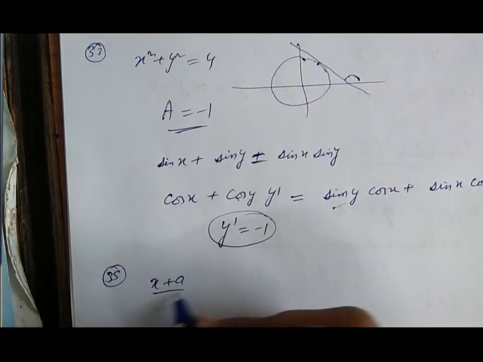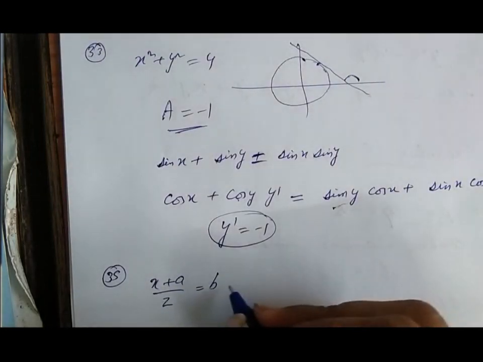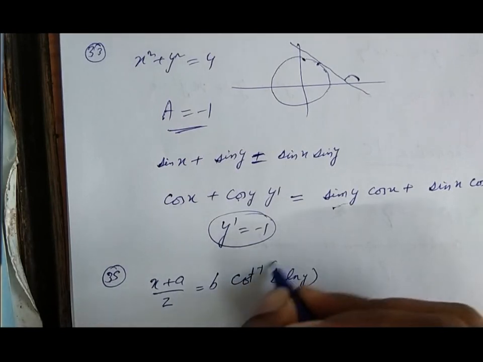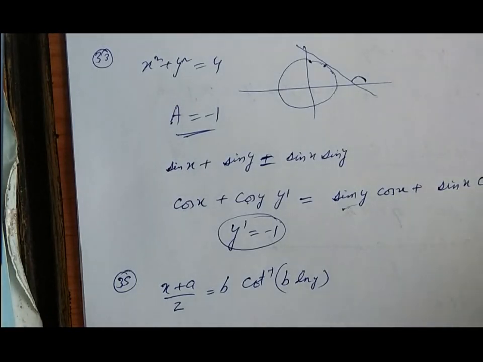So x plus a upon 2 is equal to b cot inverse b ln y. Okay, so we need to calculate y dash plus y double dash plus y dash ln y.